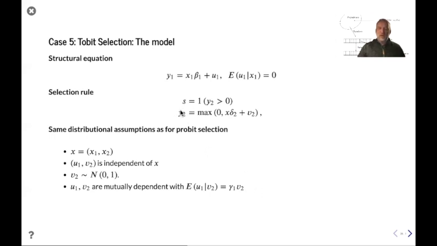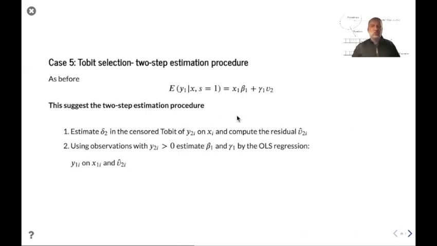The key thing is now, instead of just observing 0 or 1, whether this is positive, you observe the value of this latent variable whenever it's above 0. So for example, just like hours of work. Okay, so like before, we have a two-step sample selection procedure, and again, we can derive basically the conditional mean of y1 conditional on selection as the following here. And now note here that this depends on gamma V2.